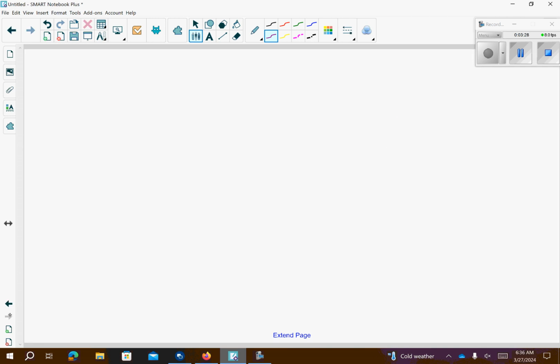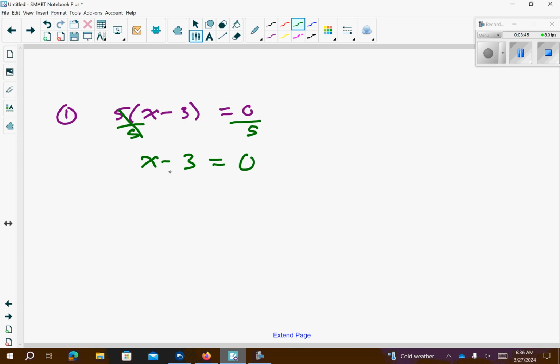So on the top of page 69, we're on the first problem. We're going to have 5 times x minus 3 equals 0. Well, how can we solve this problem? If I divide both sides by 5 first, I get x minus 3 all by itself, 0 divided by 5 is 0. Add 3 to both sides. So what this means is if I take positive 3 and plug it into our original x, I'd get 5 and then 3 minus 3.